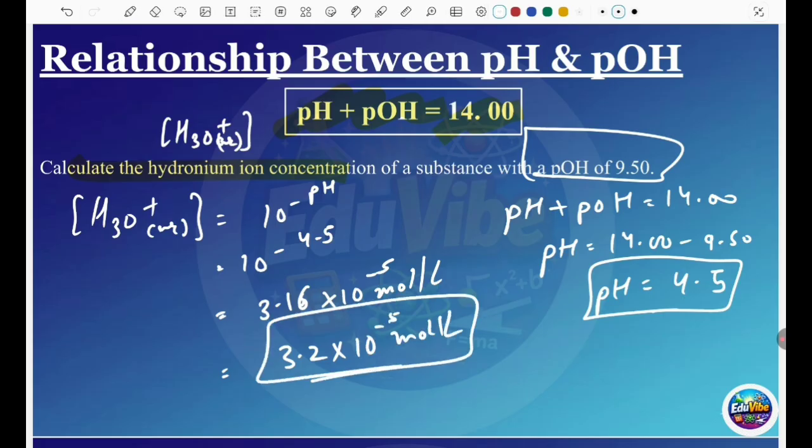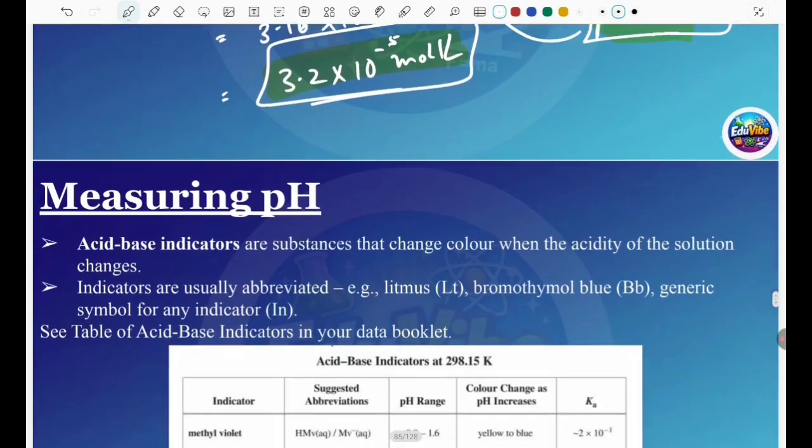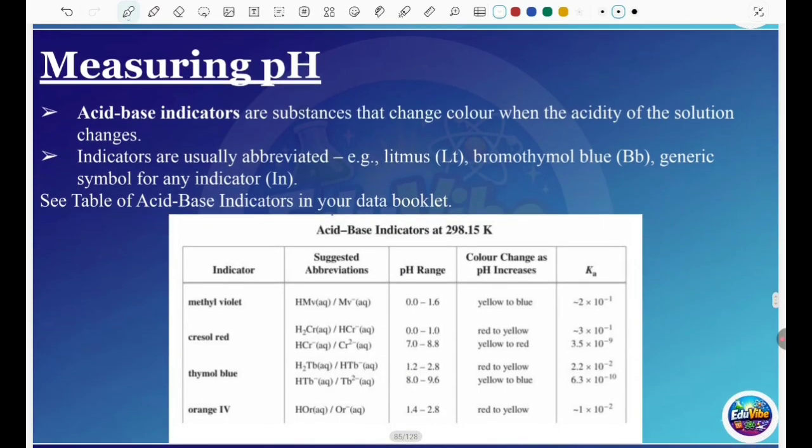The extra thing is that they've given you the pOH, but they're asking about the hydronium ion concentration. So you have to use this formula on your own and get the answer. After that, solve for the hydronium ion concentration. That's the simple version; you may get more complex questions, which we will discuss in the practice questions. After that, we have a topic called measuring pH.